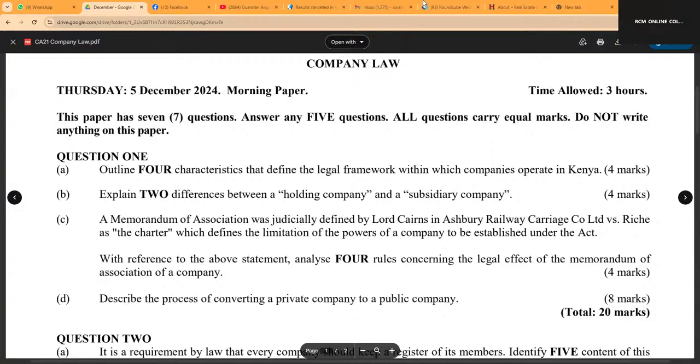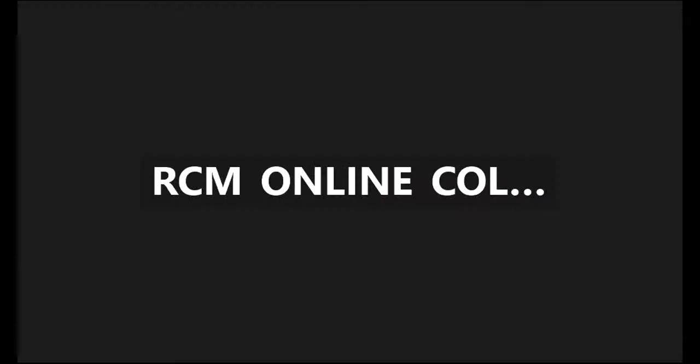So I can see James is saying November 2020, question number 1A. So no problem. We can see what that question is saying. Let's see what that question says. November 2020, question number 1A.